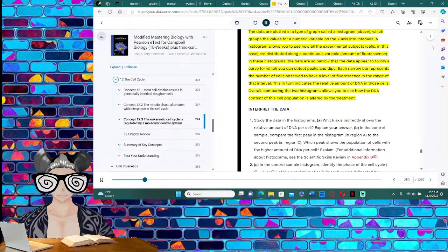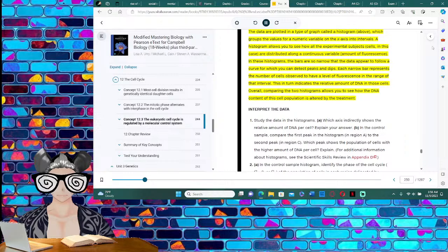The data are plotted in a type of graph called a histogram, above, which groups the values for a numeric variable on the x-axis into intervals. A histogram allows you to see how all the experimental subjects, cells in this case, are distributed along a continuous variable, amount of fluorescence. In these histograms, the bars are so narrow that the data appear to follow a curve for which you can detect peaks and dips.